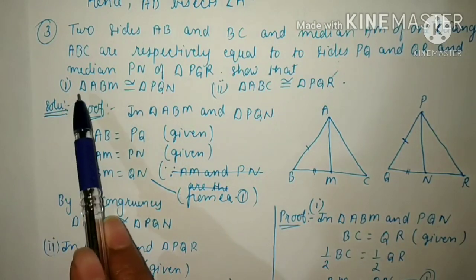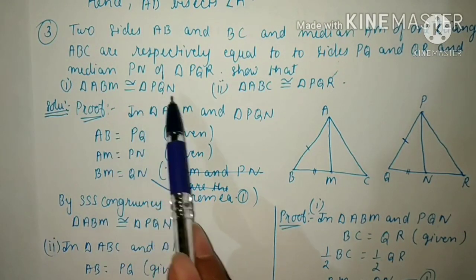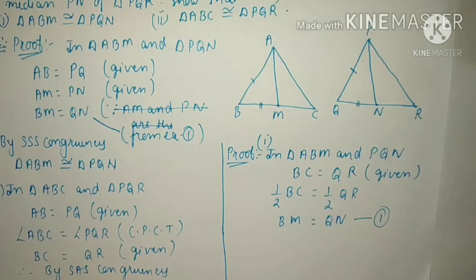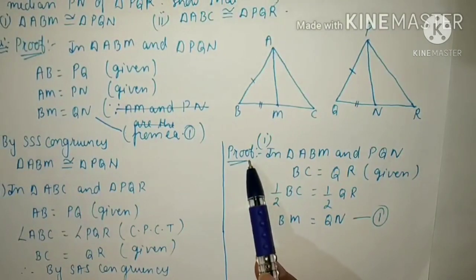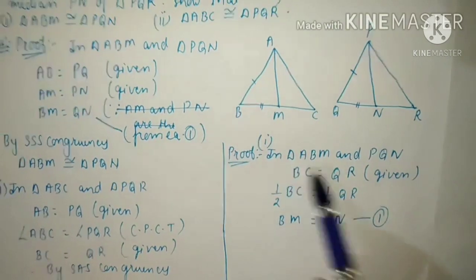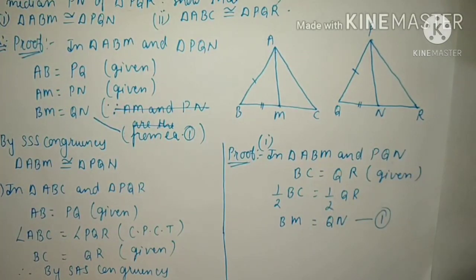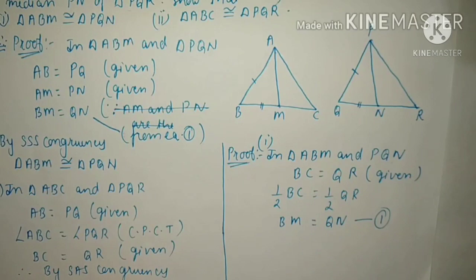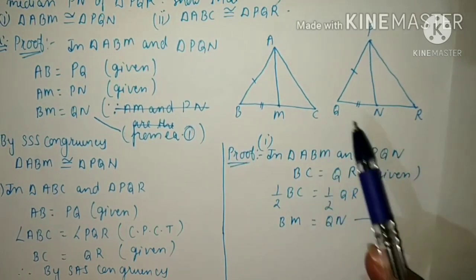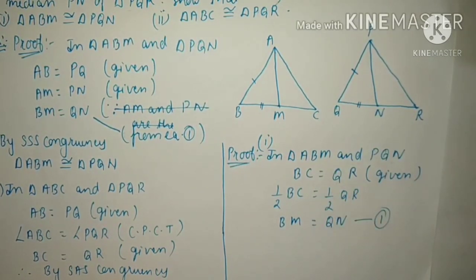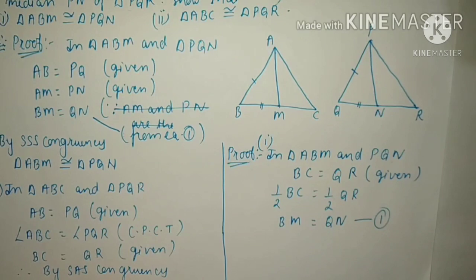We have to prove triangle ABM and triangle PQN congruent. So see the proof here. We will take these two triangles only, triangle ABM and triangle PQN. Now in these two triangles, this BC is equal to this QR. This is given to us. Now we know that if these two sides are equal, then their halves will also be equal.